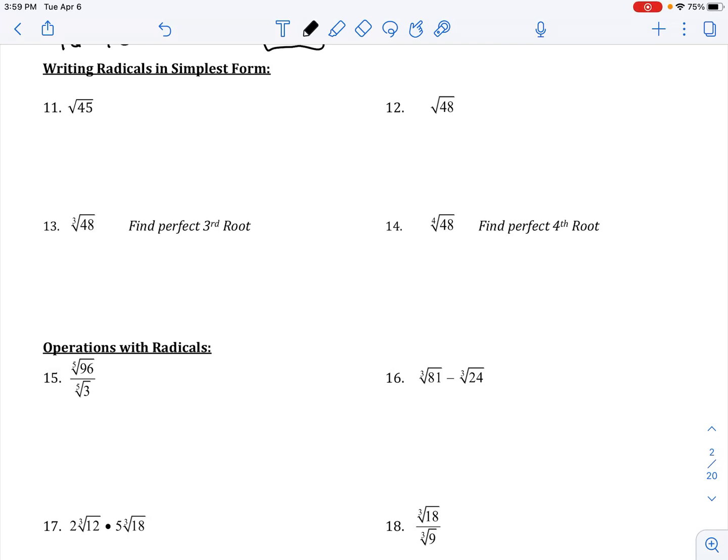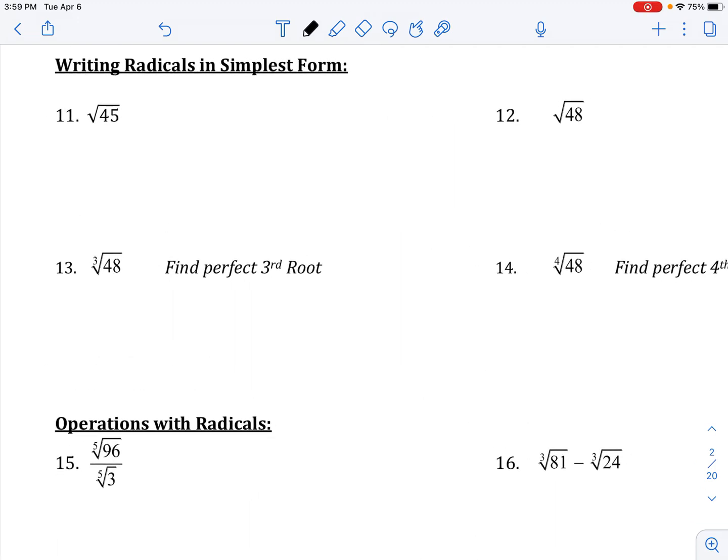All right, now we're going to work on simplifying with all types of radicals. Now we already have practice at the beginning of the year reducing square roots. So let's just do a little reminder there. Writing the square root of 45 in its reduced form, we're going to look for the largest perfect square that divides into 45, and that's 9 times 5, so that's 3 root 5.